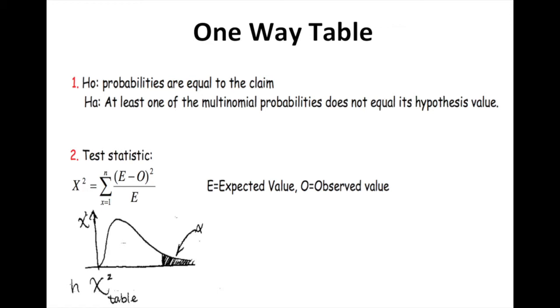And here's a very important formula for you guys. E equals NP. N represents the whole sample size, and P means the percentage. So that's E equals NP.